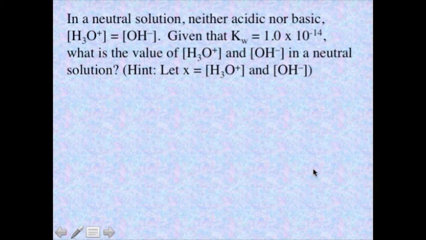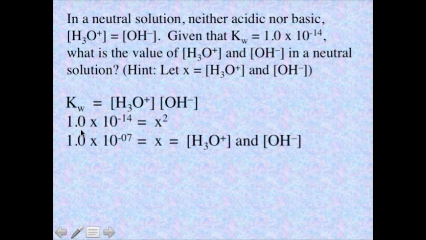In a neutral solution, neither acidic nor basic, the hydronium ion concentration equals the hydroxide ion concentration. That's a neutral solution. So given that Kw is 1.0 times 10 to the minus 14, what is the value of both hydronium and hydroxide ions in a neutral solution? And here's a hint. Let x equal the concentration of hydronium ion and the concentration of hydroxide ion. Try it, come back, check your answer.